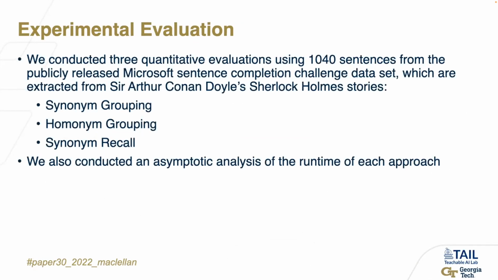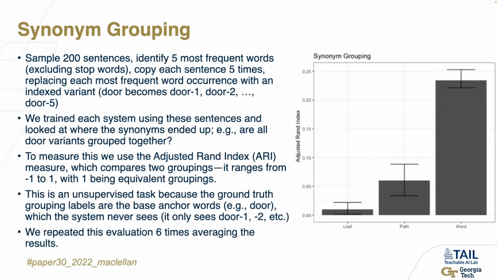So given these three approaches, the word, the leaf, and the path system, we conducted some preliminary evaluations using the Microsoft Sentence Completion Challenge dataset, which contains a little bit over 1,000 sentences extracted from Sir Arthur Conan Doyle's Sherlock Holmes stories. And we conducted 3 evaluations: a synonym grouping test, a homonym grouping test, and a synonym recall test. And then we also conducted an asymptotic analysis of the runtime of our approaches.